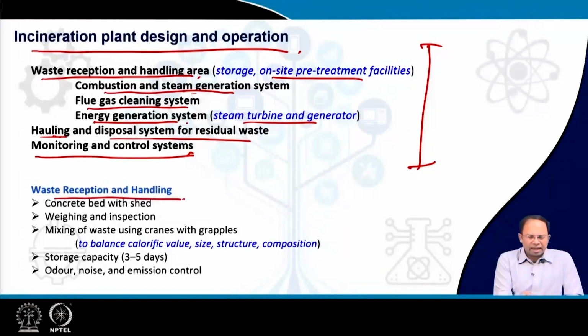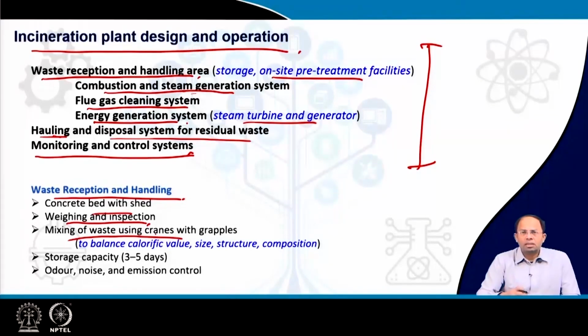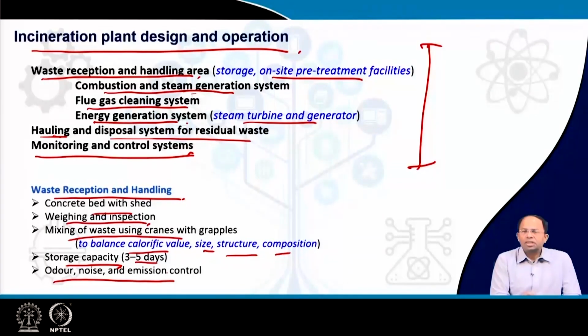The waste reception and handling area usually has a concrete bed with a shed, so that it is not affected by rain. Weighing and inspection of the waste is done. The waste is then mixed using cranes with grapples, so that it mixes uniformly. This balances the calorific value, particle size, structure and composition of the entire waste, because waste may come from different areas of the city, so we make it uniform in composition. The concrete bed is designed for storage of 3 to 5 days' worth of waste, and different technologies and methods can be adopted to reduce odor, noise and emissions.